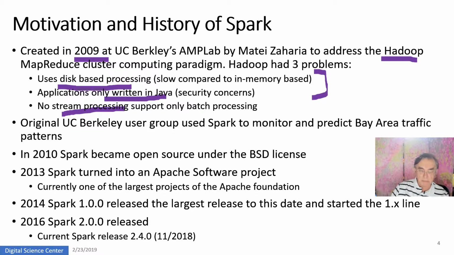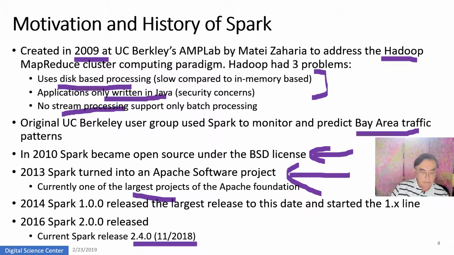And they actually even used it to do streaming applications, Bay Area traffic. And then in 2010, it became open source. In 2013, it became Apache. And now, as I say, possibly the largest Apache project. And now we're up to 2.4. And version 2.4, that's the version we use when we look at Spark.